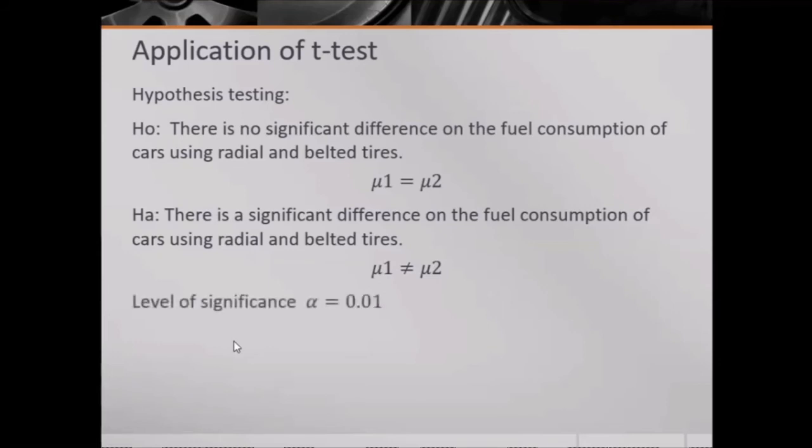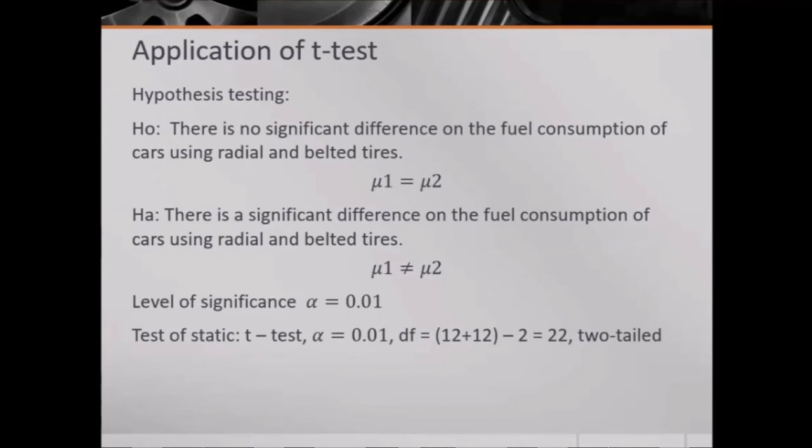Okay, check natin ang level of significance. Ang nakalagay sa ating information ay 0.01 or 1%. Then again, ang ating test statistic ay t-test ang gagamitin natin, dahil nag-base tayo dun sa sample size. Ang nakalagay sa sample size natin ay 12 cars, so below 30. Then ang alpha natin ay 0.01.